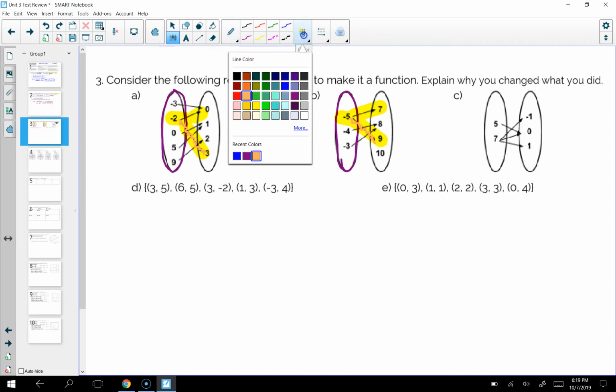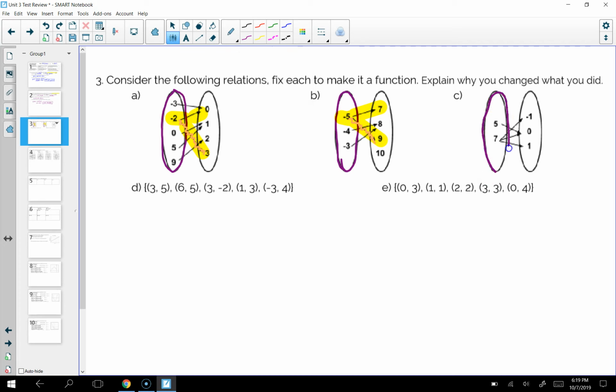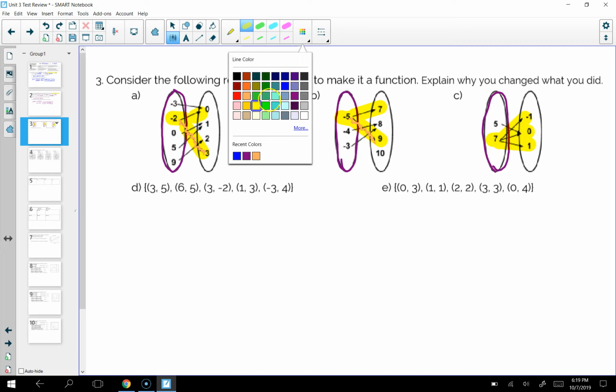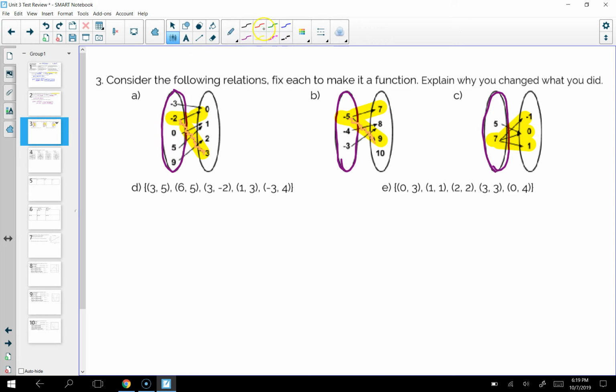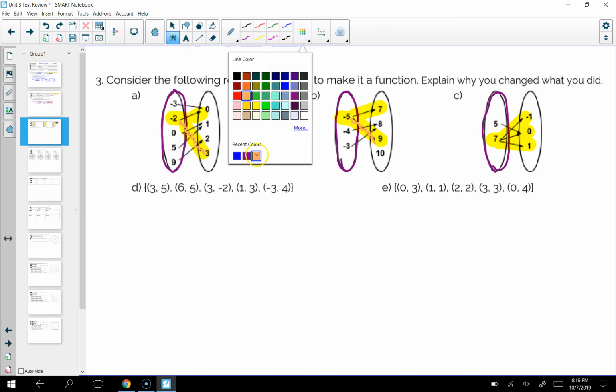Alright. Let's look at the third one. Anything in this first oval cannot repeat. Is it happening? Yeah, it's happening. Look at 7. 7 is going to all 3 different outputs. That cannot happen. So what are we going to do? We need to take them away.